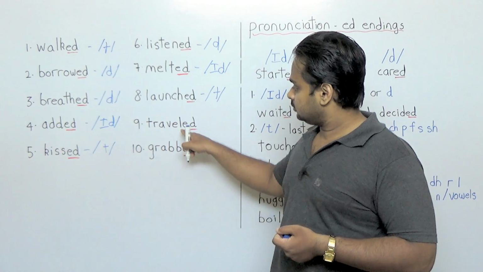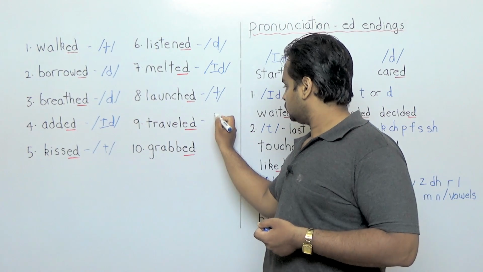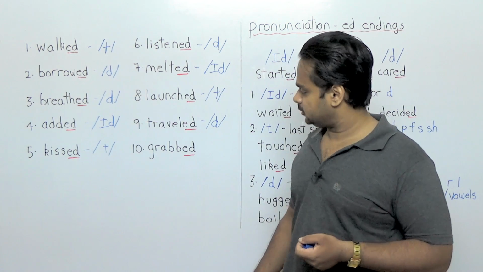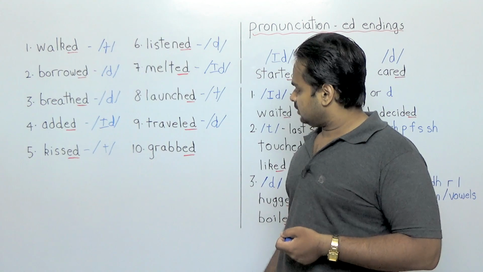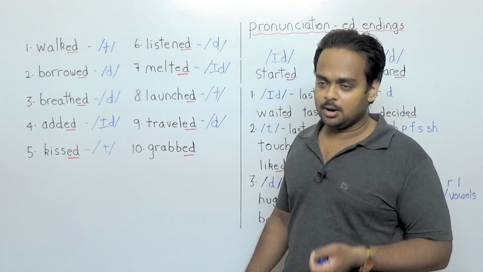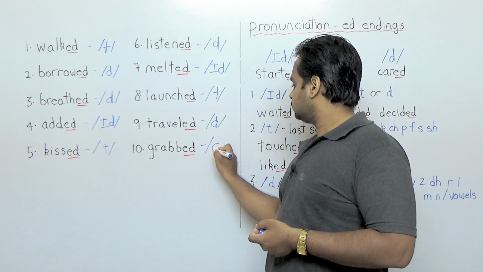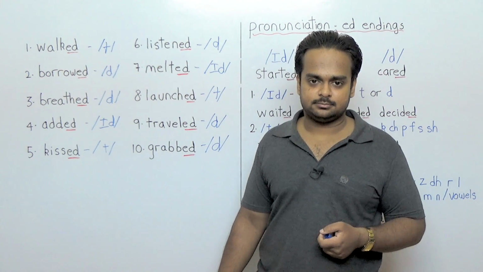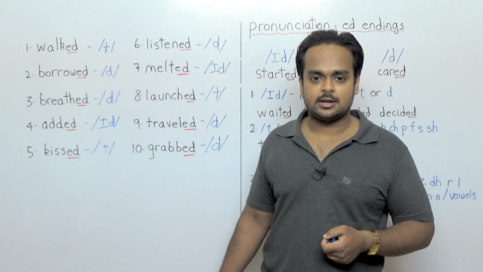Number nine, the last sound is l, which is voiced, so traveled, traveled. In number 10, the last sound is b. Remember, b is voiced, so grabbed, grabbed.